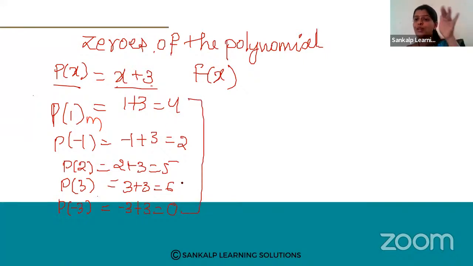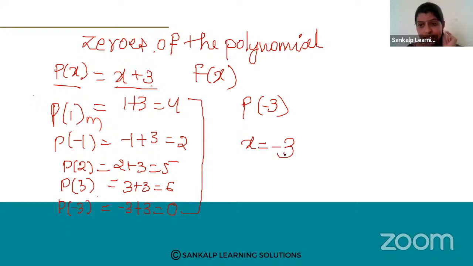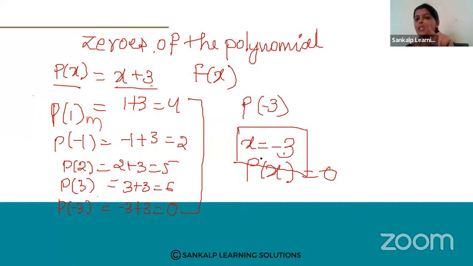In which value of the x will the polynomial become 0? The polynomial becomes 0 for one value of x. That is p of minus 3. That means x is equal to minus 3. If you substitute x is equal to minus 3, then you will get p of x as 0. So this x is equal to minus 3 is called the zero of that polynomial, right?